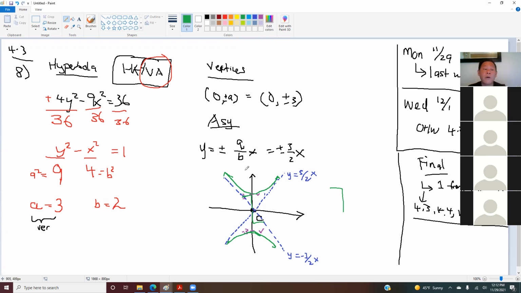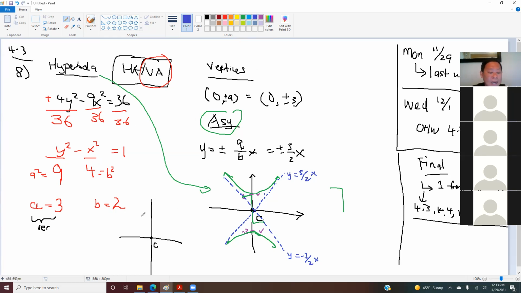Very important: every time you draw a hyperbola, you need to use your asymptotes to do it. One way to figure out your asymptote is doing this 3 over 2. Another way for you to draw this using your asymptote is to draw the box. So there are 2 ways for you to do it. One way is if you know your y equals mx plus b, you can draw it out. Another way is you use a box.